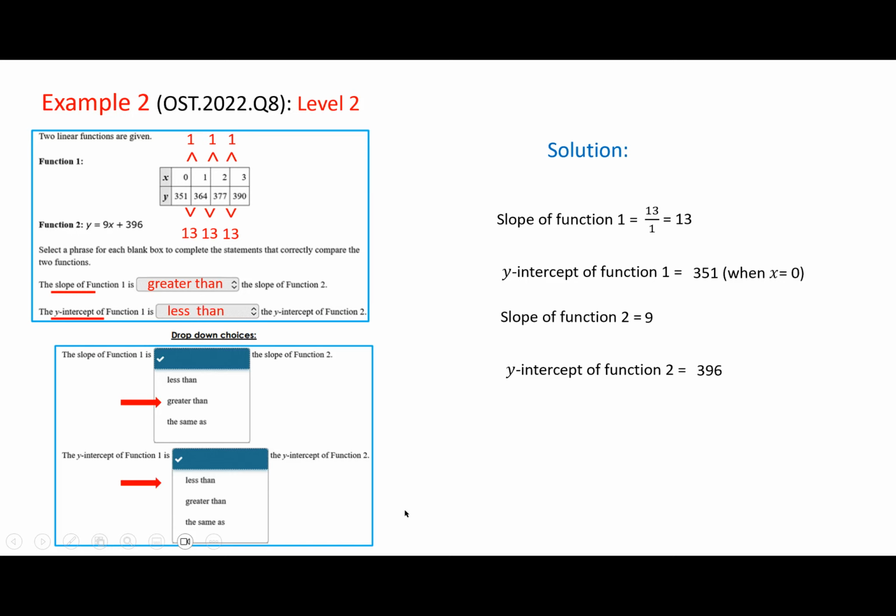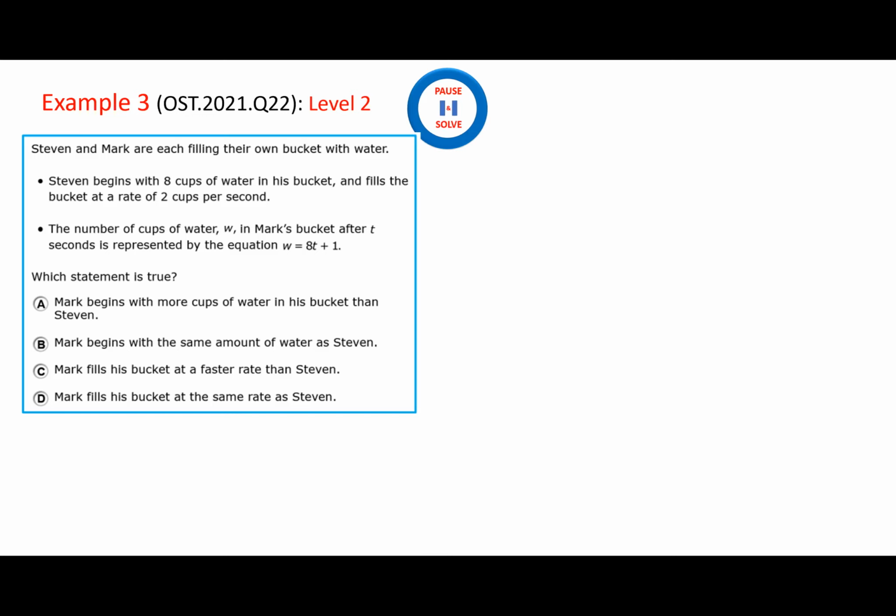Question number 3, that was in 2021. Steve and Mark are each filling their own bucket with water. Stephen begins with 8 cups of water in his bucket and fills the bucket at a rate of 2 cups per second. The number of cups of water W in Mark's bucket after t seconds is represented by the equation.